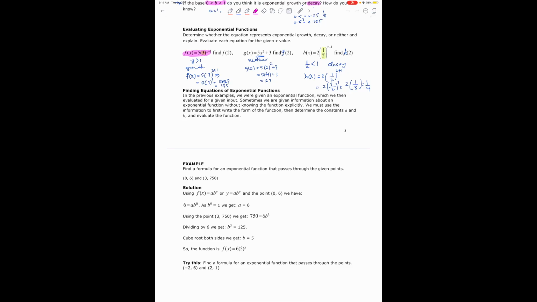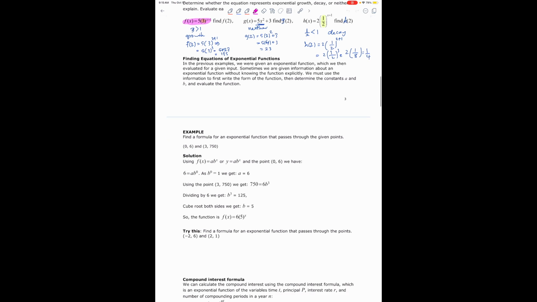Section 6.1, Part 2, finding equations of exponential functions. In previous examples, we were given an exponential function, which we then evaluated for a given input. Sometimes we are given information about an exponential function without knowing the function explicitly. We must use the information to first write the form of the function, then determine the constants a and b, and evaluate the function. Here is an example.